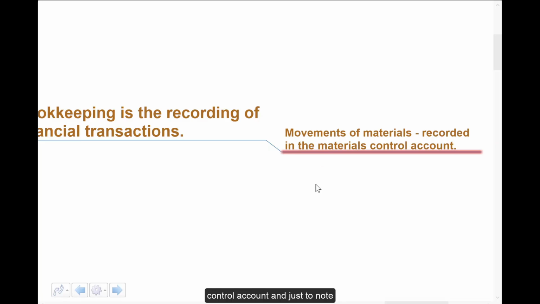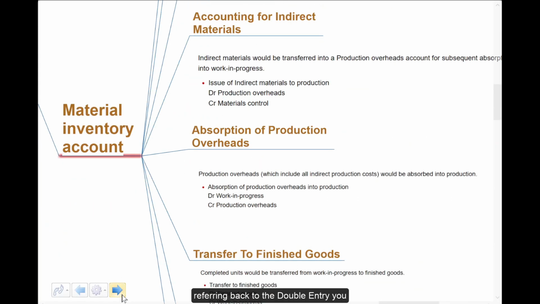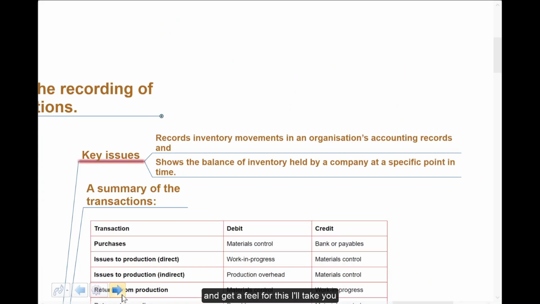And just to note, obviously, that when we talk about materials, we could be talking about a range of different things. Now, just referring back to the double entry, there's quite a lot of information here, and if you're weak on double entry, if you're not really overly sure about double entry, let's say that you haven't studied double entry or haven't studied FA, then I'd certainly go back to your double entry notes and just try and get a feel for this. I'll take you through it as best I can.